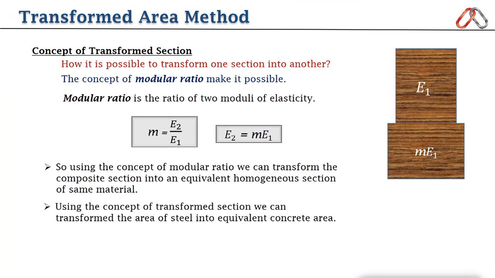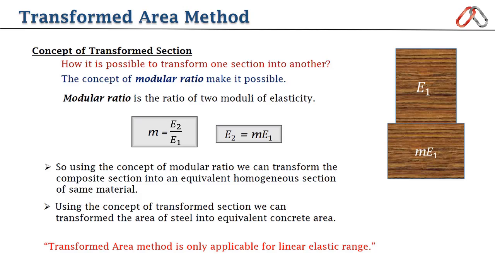One more thing here is that the transformed area method is only applicable for the linear elastic range of materials. It simply means that we can only use this concept in the working stress method. I have already told you that the working stress method is based on linear elastic theory.